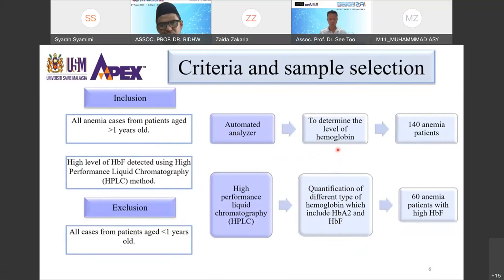So for the hemoglobin, we need the patient to be more than 1 year old. So we have 140 anemia patients. For the HbF level, high HbF, we use the HPLC. So from this, we got 60 anemia patients with high HbF.